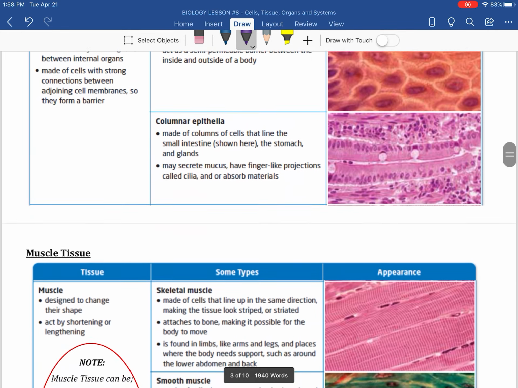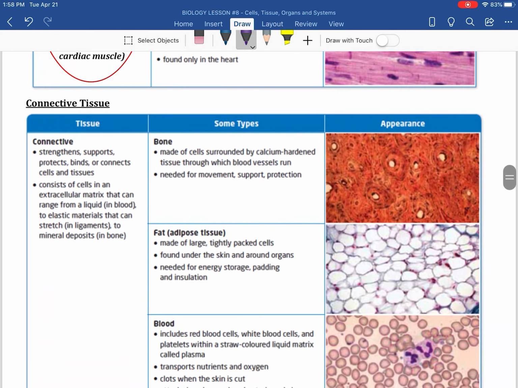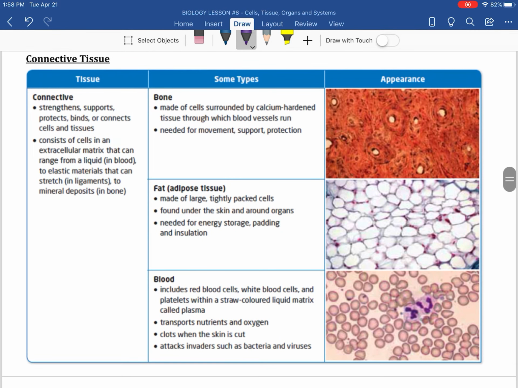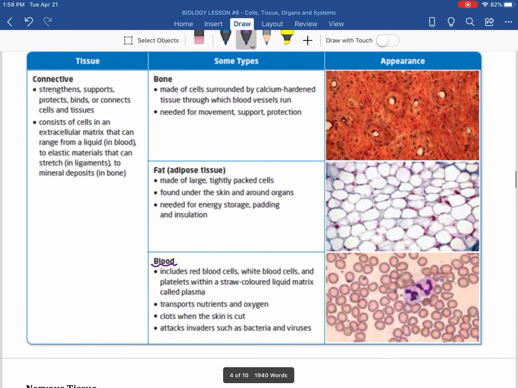All right. Sorry about that, guys. Connective tissue is made up of bone, fat, and blood. I know a lot of people don't think of blood as being a type of tissue, but it is because it connects things, right? Blood actually connects your circulatory system with your respiratory system. All right? So blood is considered to be a connective tissue.